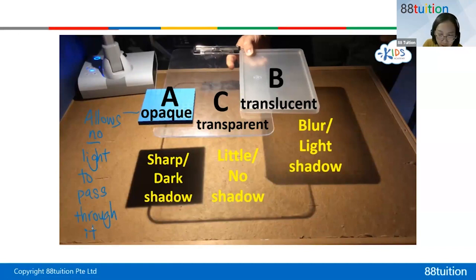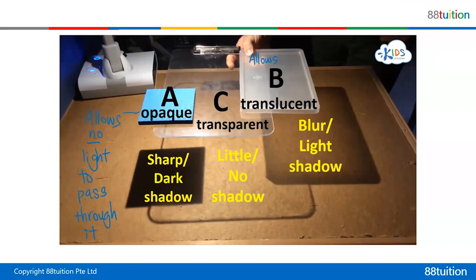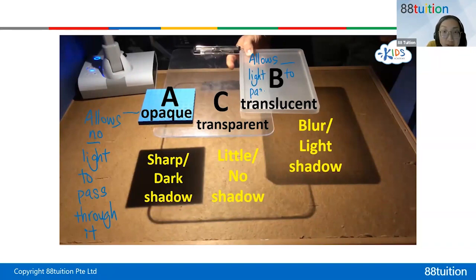All right, whereas translucent will mean allows what kind of light to pass through? Can everybody type into the chat? What light again? Allows what kind of light to pass through it? Yes, good job, everyone. All right, so allows some light to pass through it. Then transparent will be allows what kind?